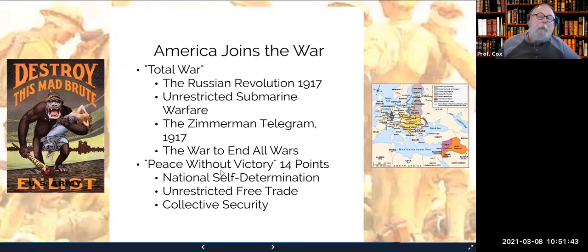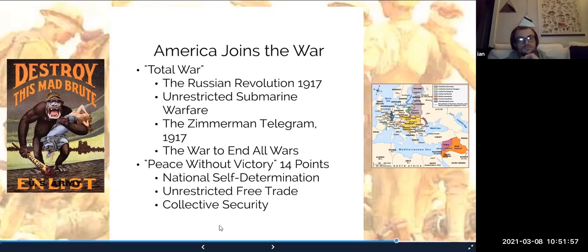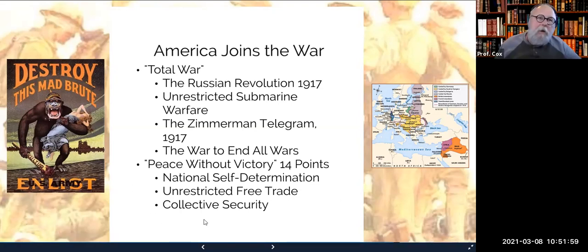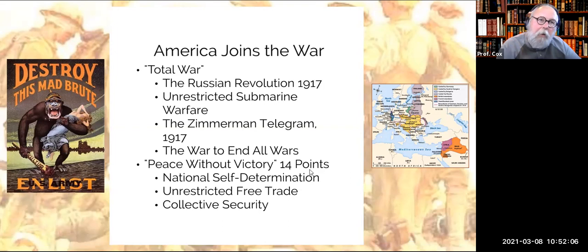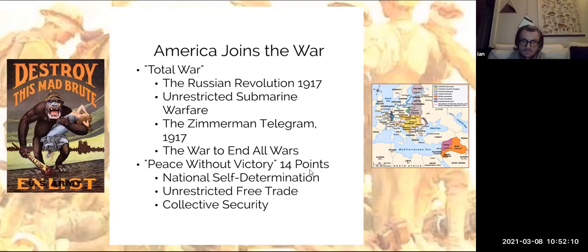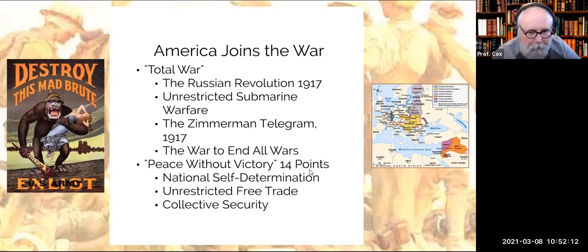Okay, so here's what's going to happen. Everything in the 14 points is going to be rejected by the Europeans. The only thing that Wilson will get out of it is the League of Nations, which is collective security. But the problem is that because he didn't include Republicans, they're not going to be on board with what he did and are also going to be concerned about American sovereignty. And so the United States never ratifies the treaty.